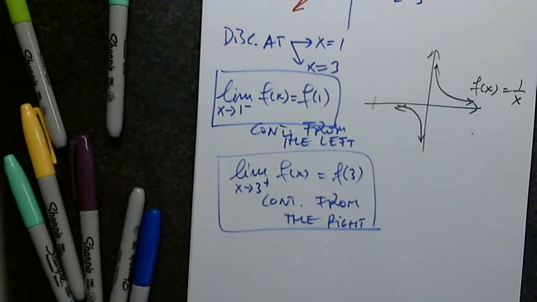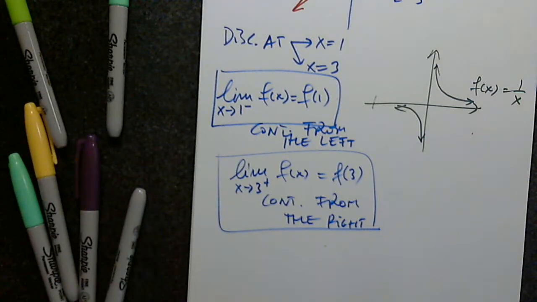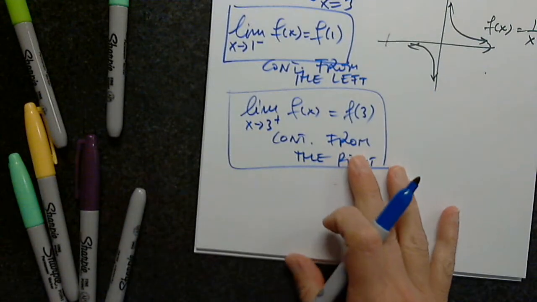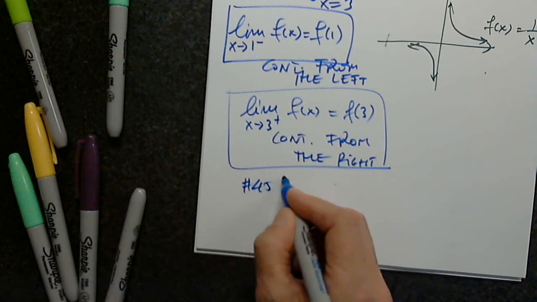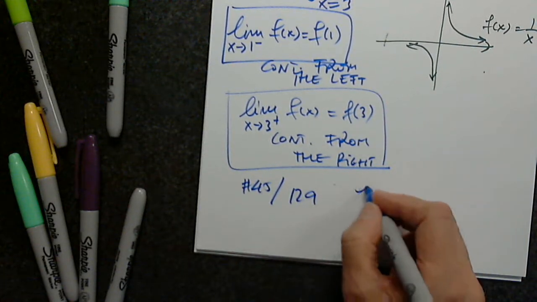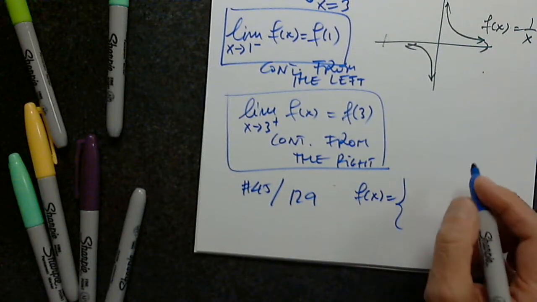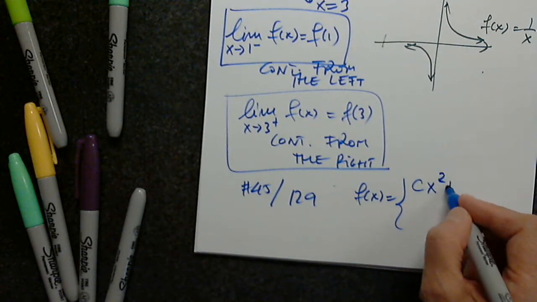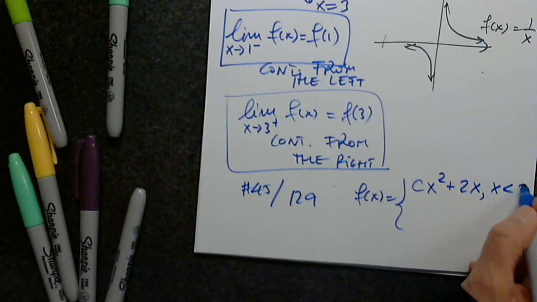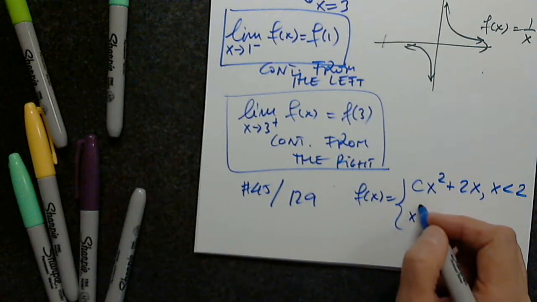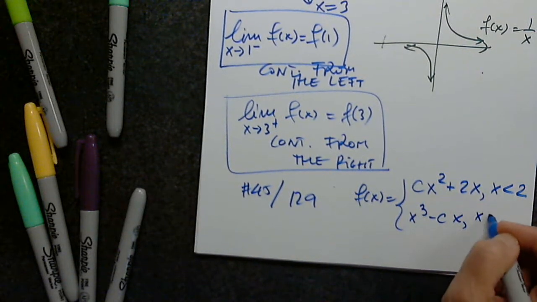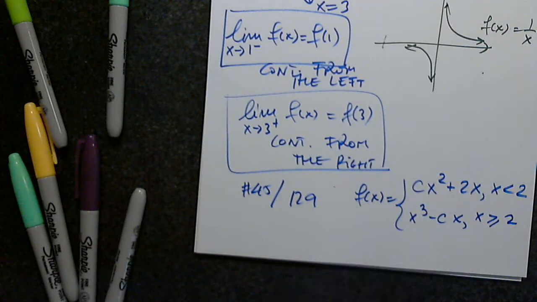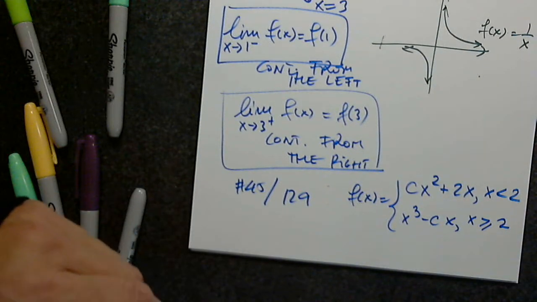Ready? Okay, so let's take a look. So this is problem 45 on page 129. We have f of x equals cx squared plus 2x for x less than 2, and x cubed minus cx for x greater than or equal to 2. I think it's x cubed. Yes, it is. Okay.